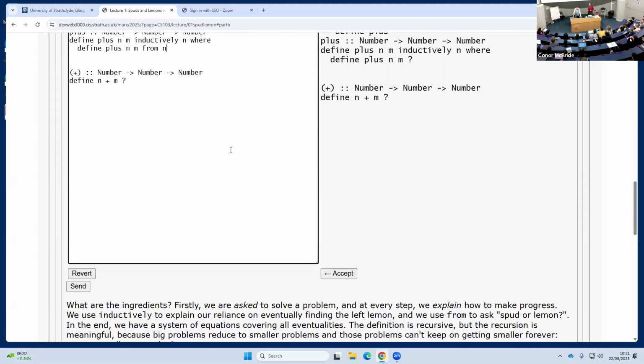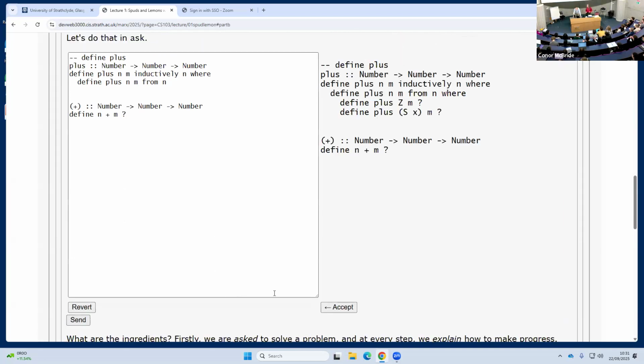What's the — and also then what use are you to me? So if you hit send, you'll see we get two subproblems. It splits into two cases. There are two ways of making numbers, 0 and successor. So there are two separate cases we have to worry about.